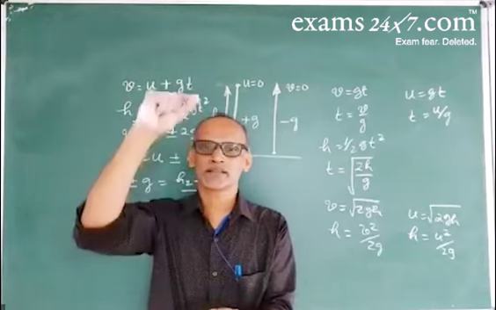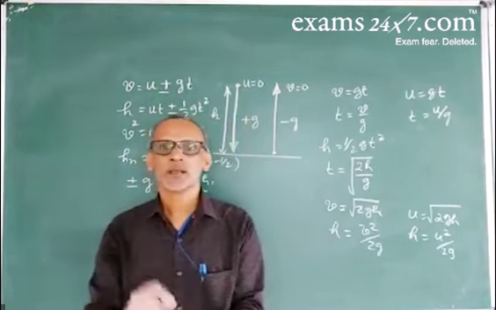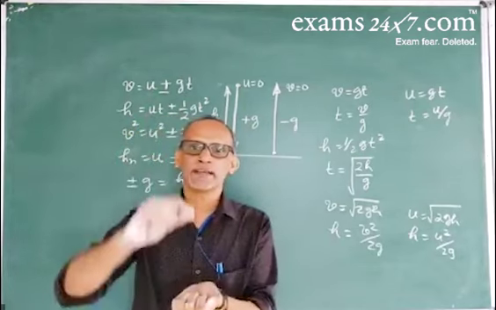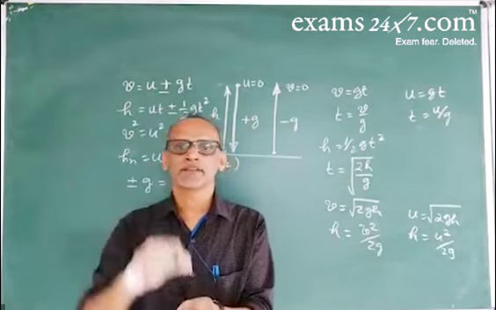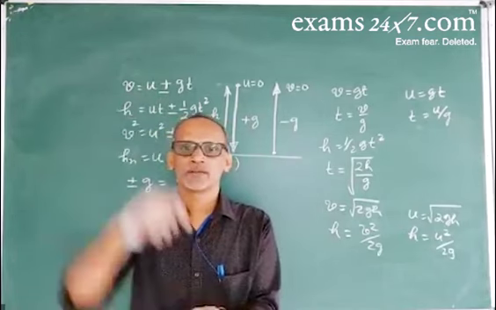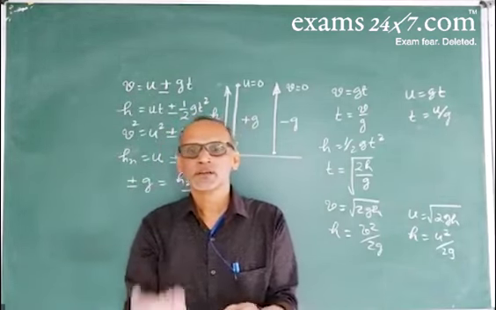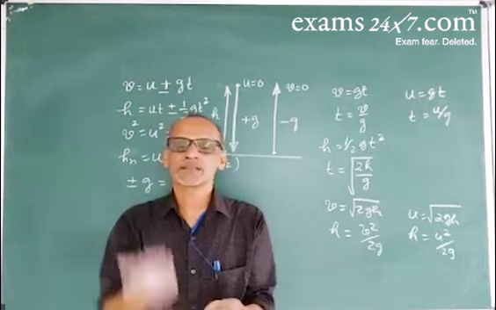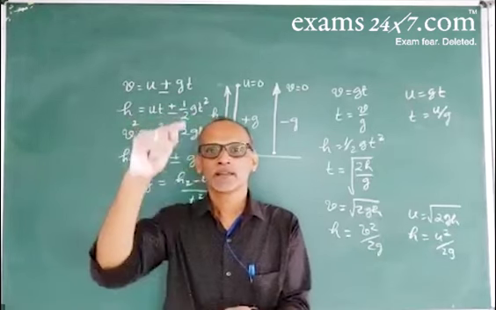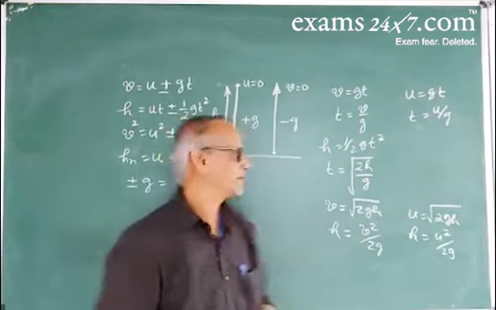That is, time of ascent is equal to the time of descent, with the assumption that there is no air resistance. In the presence of air resistance, time of ascent is lesser than the time of descent, because during upward motion there is less resistive force, whereas during downward motion there is more resistive force because the velocity continuously increases. So the viscous force or the air resistance continuously increases. That's why it takes more time. So that's why time of ascent is always lesser than the time of descent in the presence of air resistance. Otherwise they are always equal.